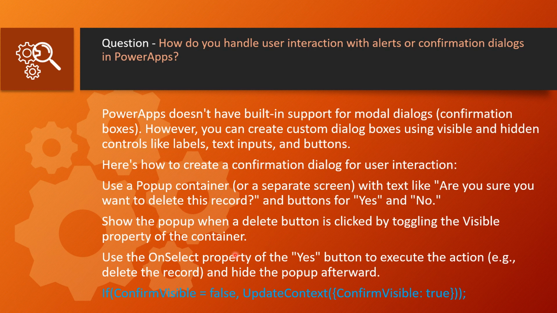and on the select property of the yes button you need to execute this action, and this pop-up will come to the user when that user clicks on the delete button, and hide the pop-up afterwards. And how will you hide this? If confirm visible equals false, update context confirm visible colon true. So in this way you have to write.